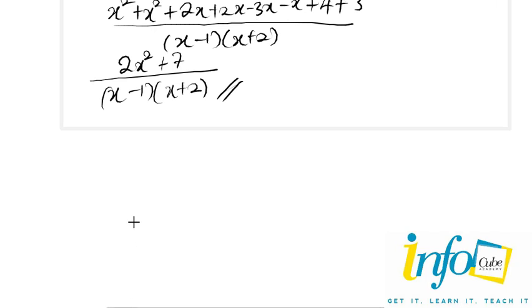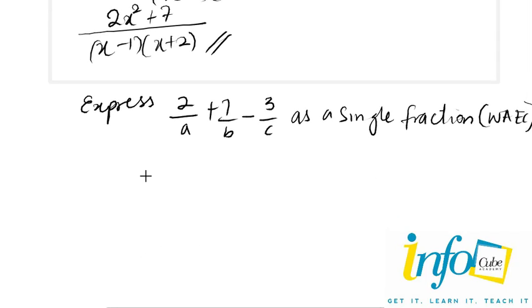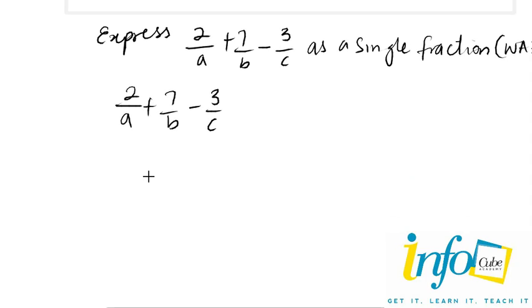Now this one is a Y question. It says express 2 over a plus 7 over b minus 3 over c as a single fraction. You may see something like this in Y. The first thing you do is you write it out. Then the next thing is to find the LCM of a, b, and c, which we treated in the last episode. You have abc as your LCM.